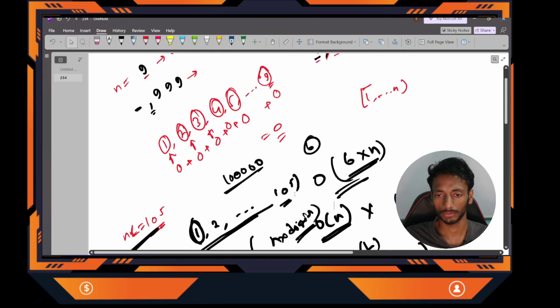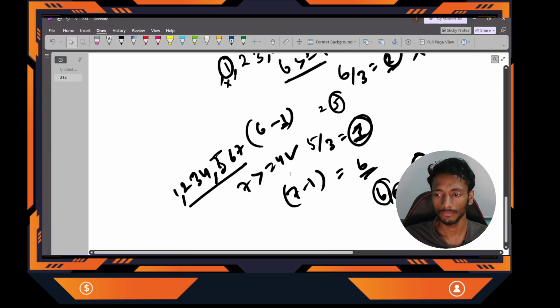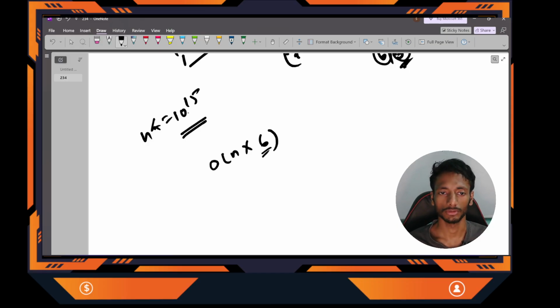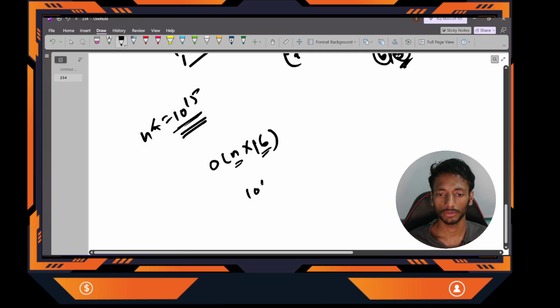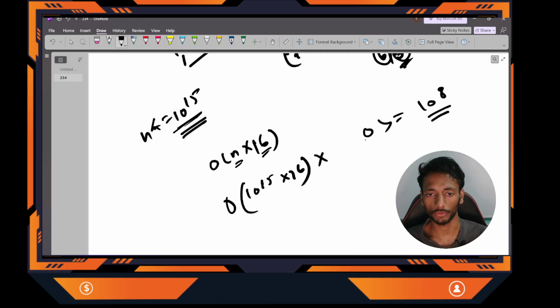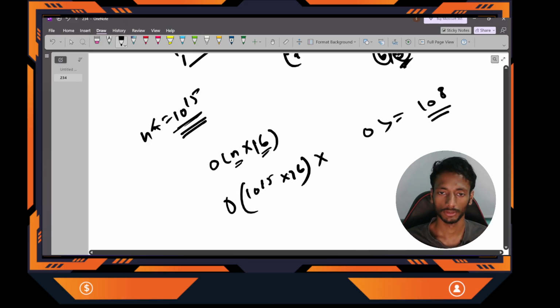Now for the second question, we have n greater than 10 to the power 15. So if we try to solve this same problem with the previous approach, n into 6, not 6, so digits length for 10 to the 15 will be 16. So n is 10 to the 15 multiplied by 16. So it will not work because it is greater than or equal to 10 to the power 8, right? So it will not work. So we have to think of some optimal approach.